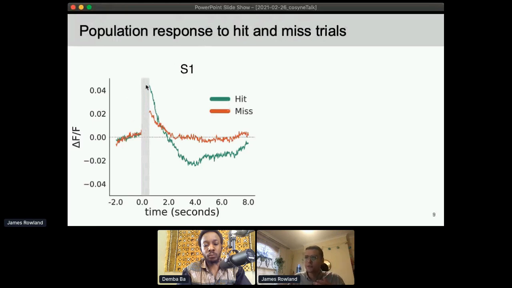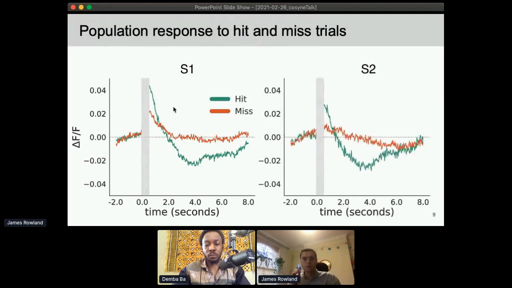So on hit trials, when the animal perceives the stimulation, we see a greater activation of S1 than on miss trials, which is unsurprising given that we're directly driving spikes in this region. However, strikingly, we also see robust activation of S2, so we're getting reliable propagation of our perceived stimulation from cells that were directly targeted with light in S1 to the connected region S2. And this is followed by a prolonged period of inhibition.